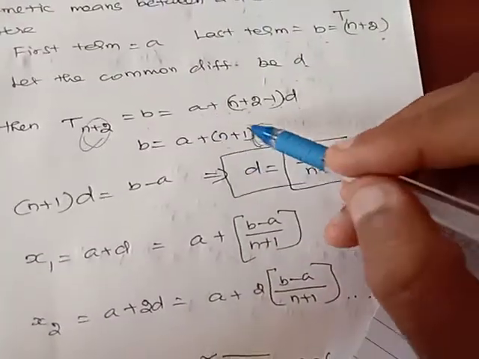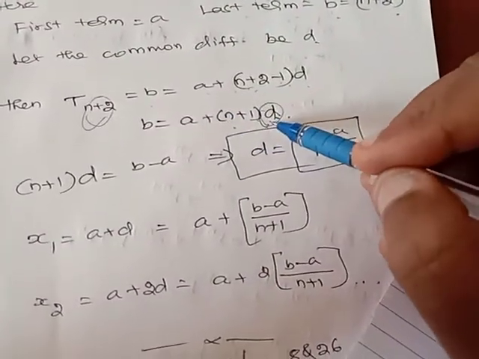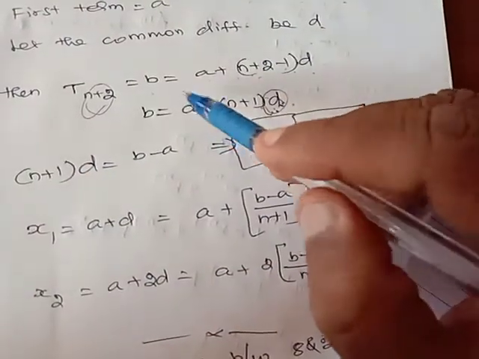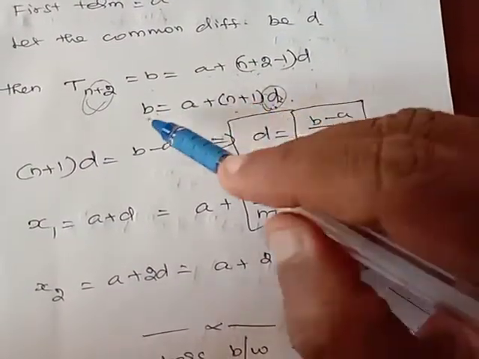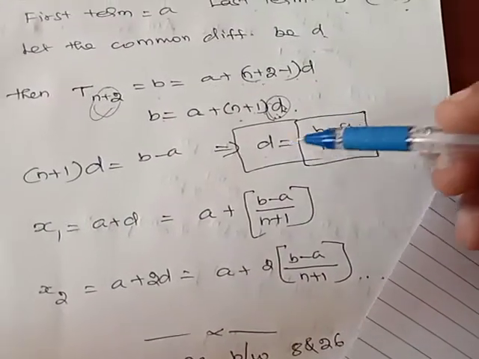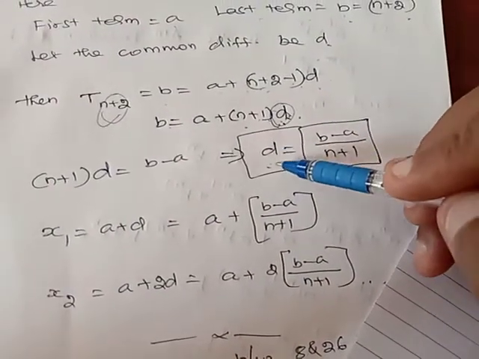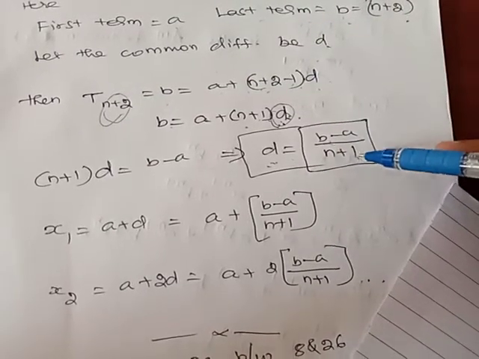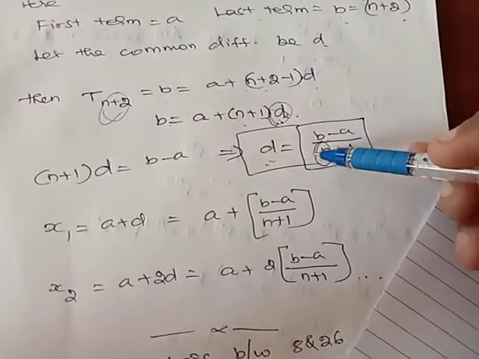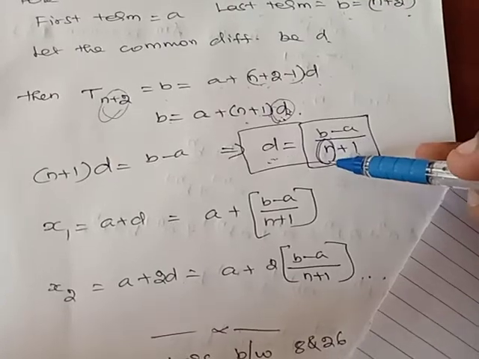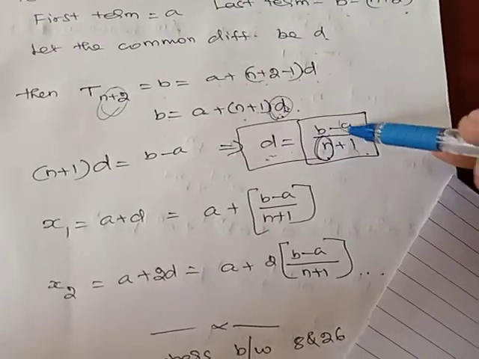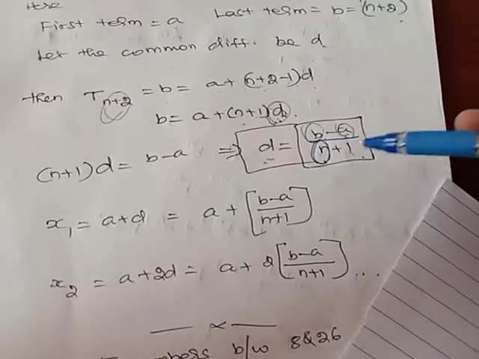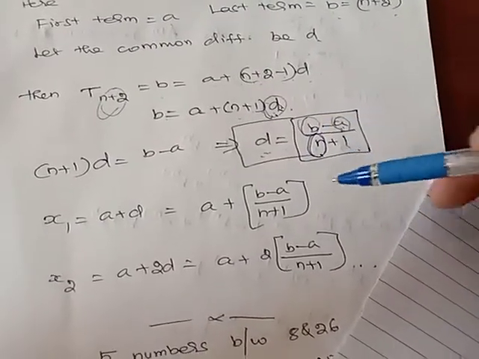So B is equal to A plus n plus 1 D, from which we can calculate D. A can be transferred to the opposite side, and then n plus 1 can be transferred to the opposite side. So we are calculating the D value as B minus A divided by n plus 1. Here n talks about the number of arithmetic means that should be inserted between A and B. A is the first term, B is the last term of the AP that it is going to form.